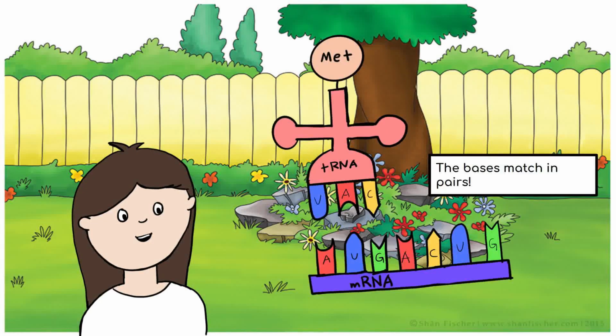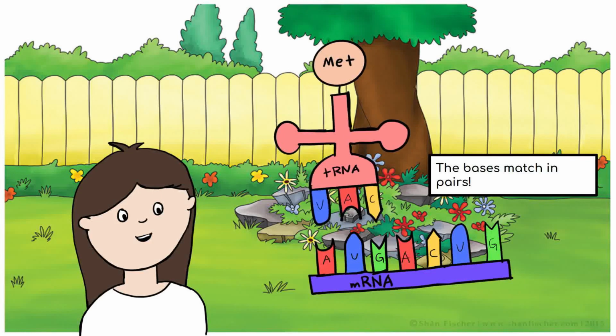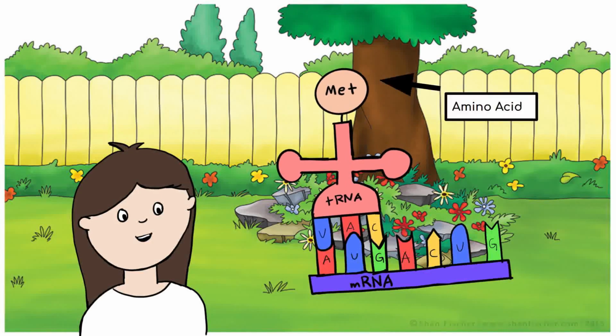Look, this codon AUG fits with this anticodon UAC. The tRNA also has a specific amino acid that it codes for at the top. This one has methionine. The ribosomes are used to complete our building of our protein, which is the cake.